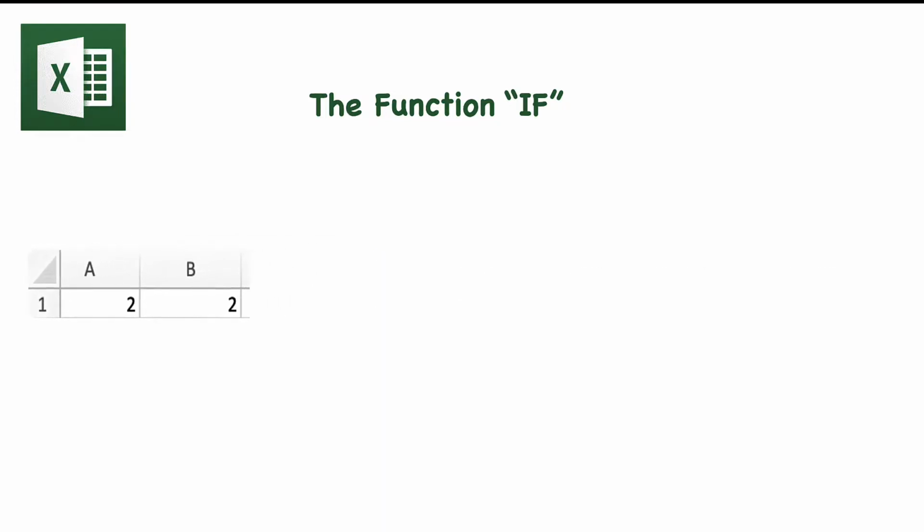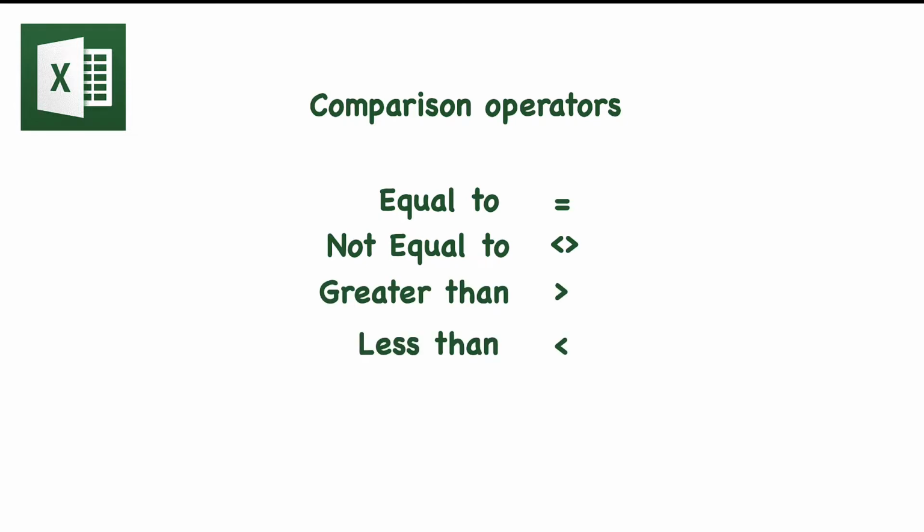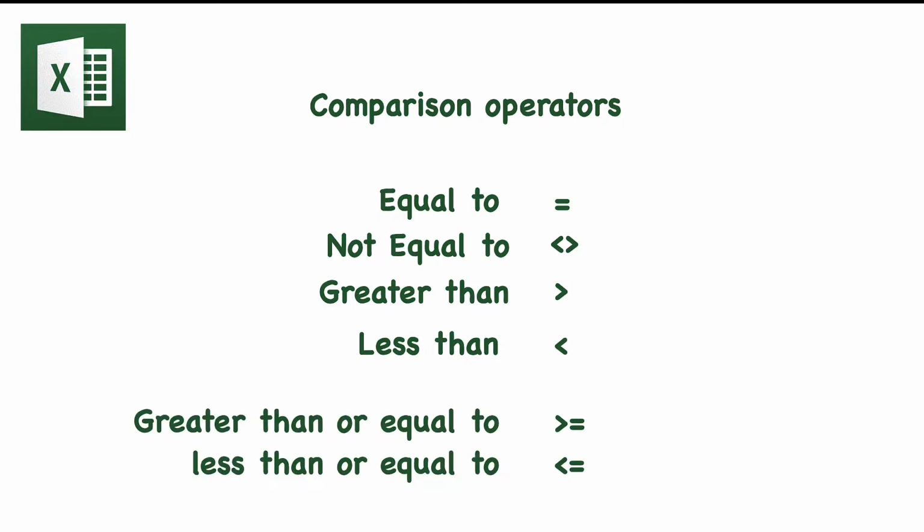The basic structure for this function is equal sign, name of the function, IF, and then between parentheses will be the logical expression, then a comma to separate the true value, then another comma to separate the false value. The function IF relies on the comparison operators equal to, not equal to, greater than, less than, and the combination of them, greater than or equal to, and less than or equal to.